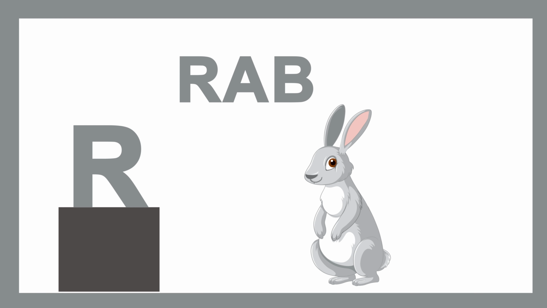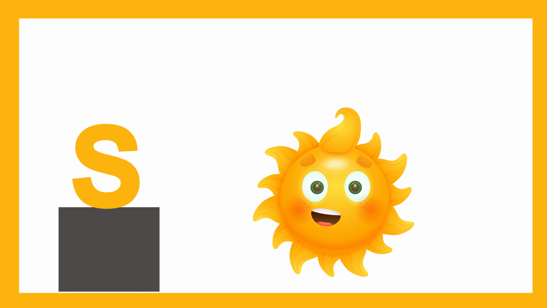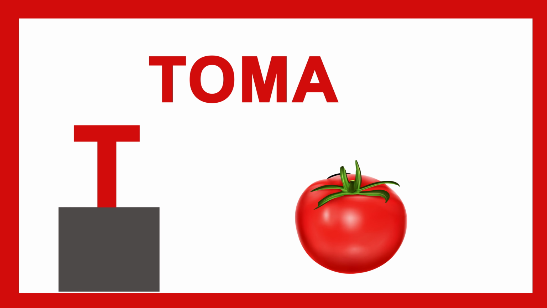Next letter is R. R for rabbit. Let's spell it. R, A, B, B, I, T. Rabbit. Next letter is S. S for sun. Let's spell it. S, U, N. Sun. Next letter is T. T for tomato. Let's spell it. T, O, M, A, T, O. Tomato.